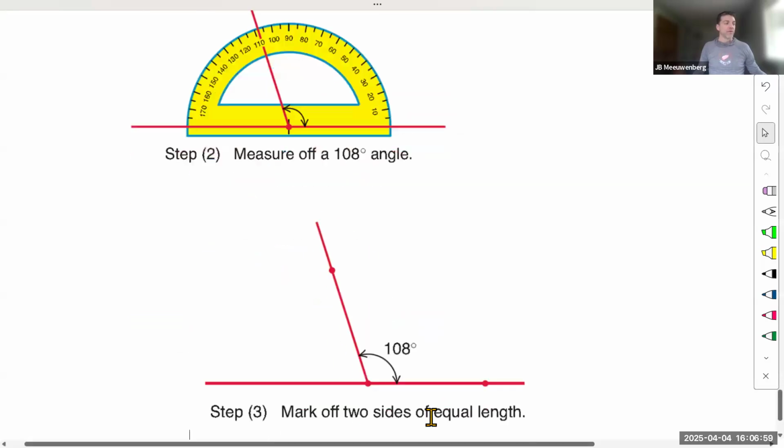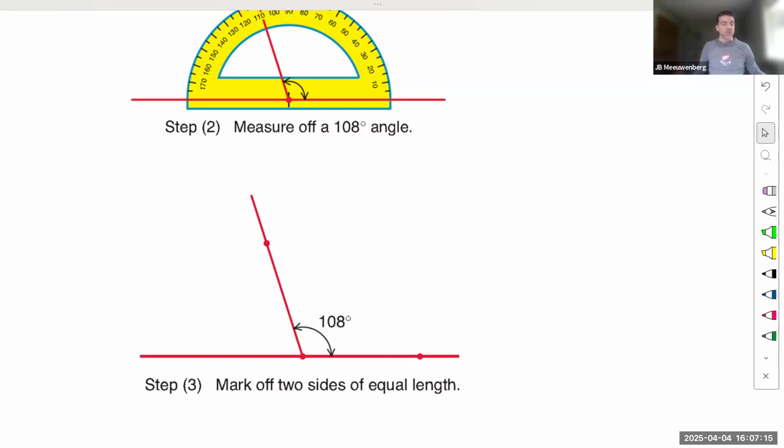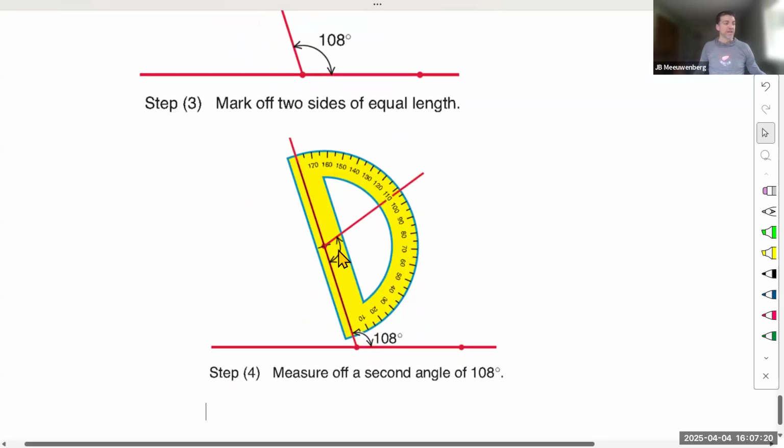And then you will mark off two sides of equal length. Often a protractor will also have measurement on it as well, so you'll make sure that you mark off a point there and a point there that are equidistant from that vertex. Then you're going to take your protractor and rotate it over to the side you just drew and repeat that process at 108 degrees. And you just keep going with that until you get all the way back around. And so that's how you can draw any regular polygon.